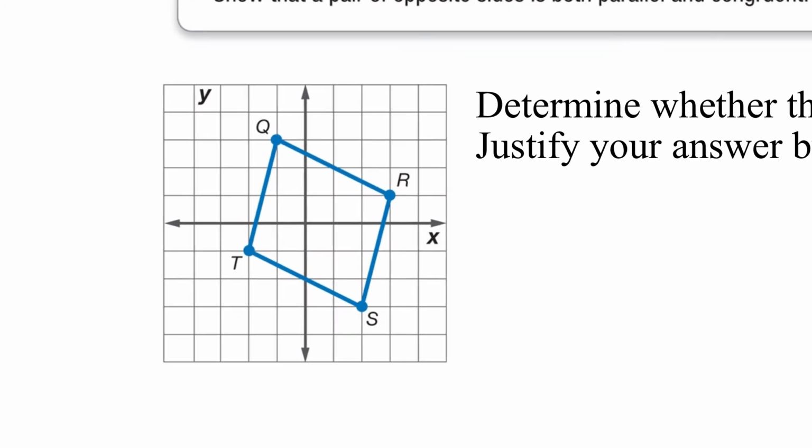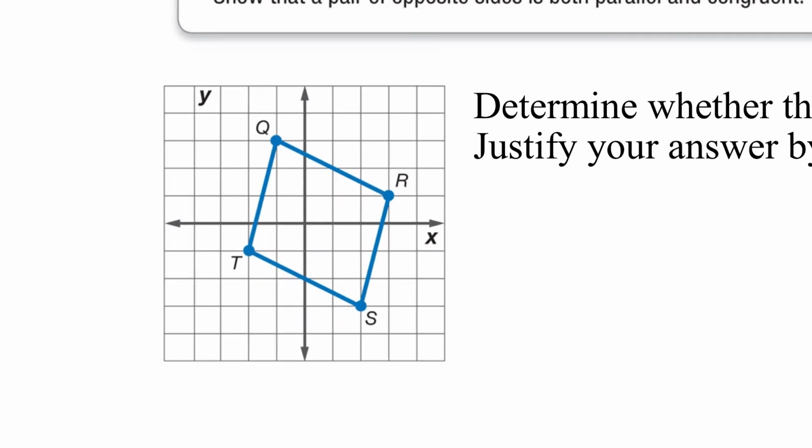So the question is, is this thing a parallelogram? Does it look like it? Yes, it looks like it, but that's not good enough to say that it is. We need to prove it. So the way we're going to do it is by showing that this side is parallel to this side. What does it mean for lines to be parallel?